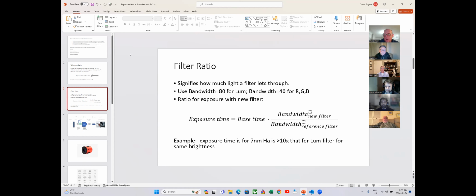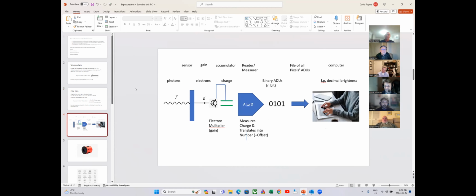What you might see if you've got like a 3.5 nanometer narrowband filter is there's 10 times the exposure. So if you're doing a 2-minute exposure on R, G and B, that means you need a 20-minute exposure for your narrowband filters. Well, 20 minutes is a bit long for me, so that's where you might use gain to counter that.